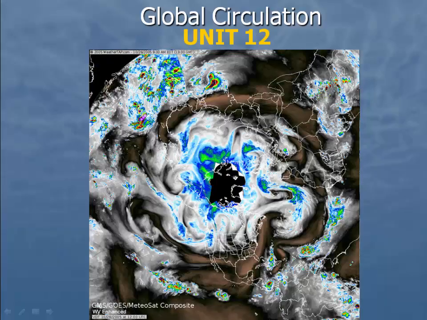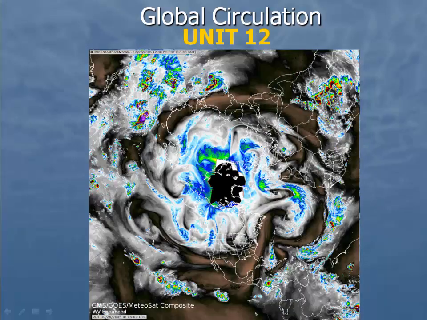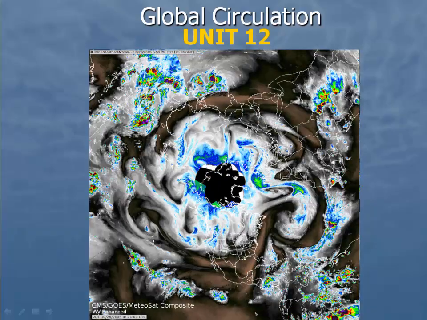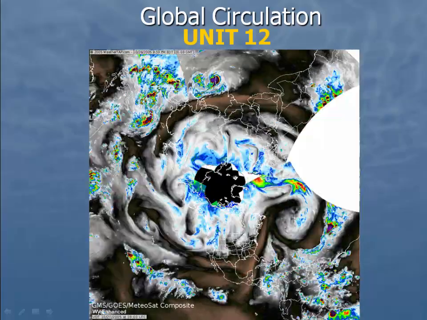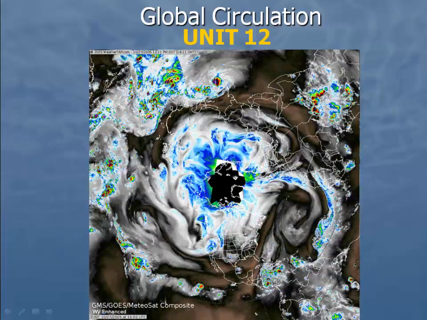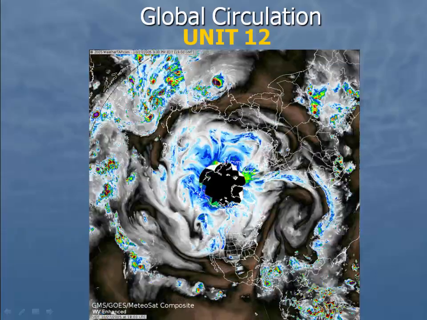This is Global Circulation, Unit 12. We are going to build on our Unit 11 principles of the governing forces in the atmosphere: the pressure gradient force, the Coriolis force, and friction. We are now going to take a little bit of a broader perspective and look at both hemispheres, at the circulation patterns that we see.